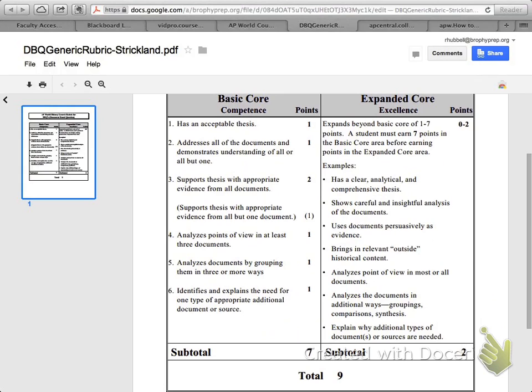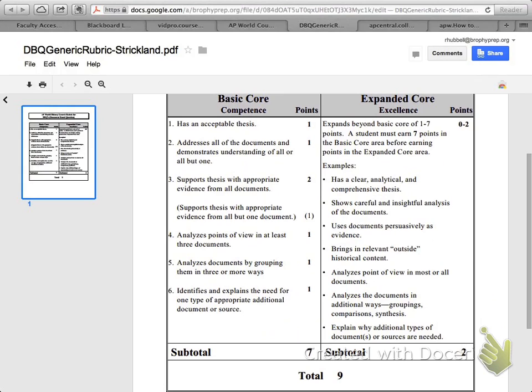You remember how I stressed this. Nate, what's the first point on the basic core up there? That your DBQ has an acceptable thesis. Yep, exactly. If you don't have an acceptable thesis, it's all downhill from there. Then we have addresses all the documents and demonstrates understanding of all but one. But remember, how many of the documents do we use? All of them, exactly. Supports thesis with appropriate evidence from documents.